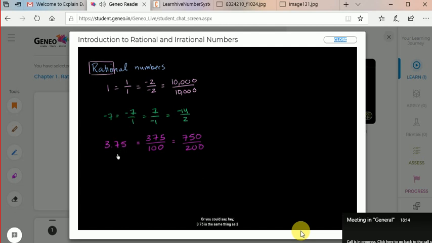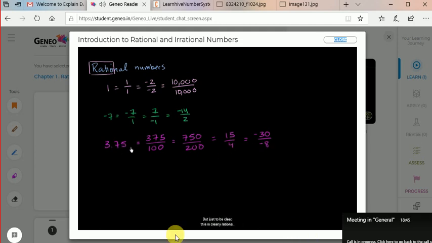Or you could say, hey, 3.75 is the same thing as 3 3/4, which is the same thing as 15 over 4. 4 times 3 is 12, plus 3 is 15. So you could write this as 15 over 4, or we could write this as -30 over -8. I just multiplied the numerator and the denominator here by -2.